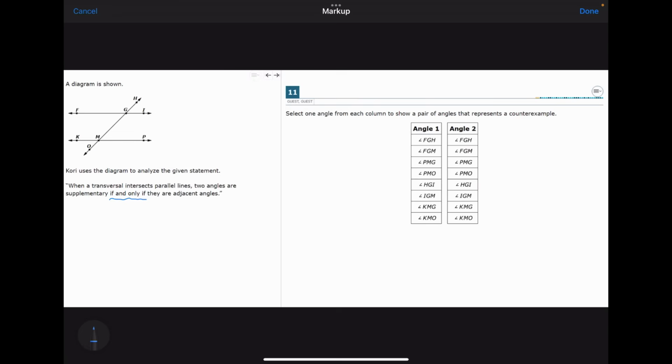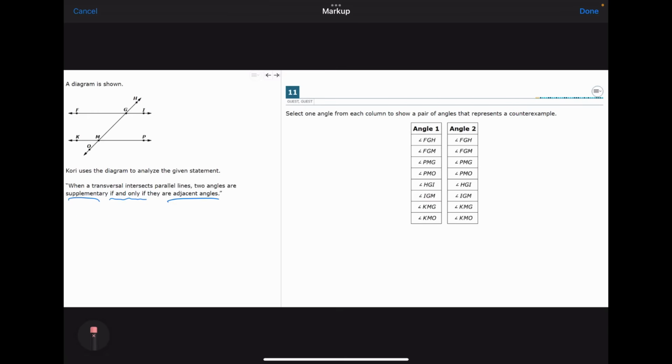What that if and only if means, that's a very powerful statement in math. What that means is the only time that we can have supplementary angles is if they're also adjacent. So all we have to do is find one pair of angles that is supplementary but not adjacent, and we will have disproven the statement.